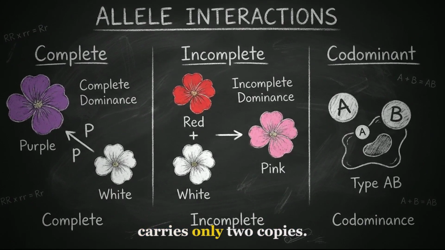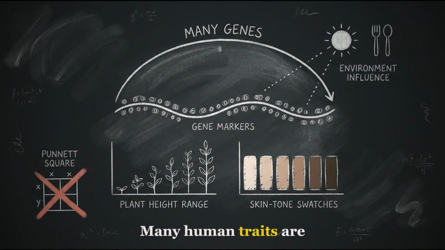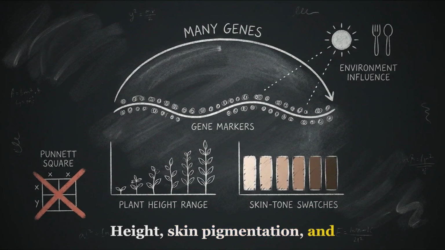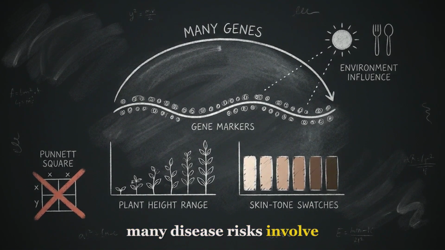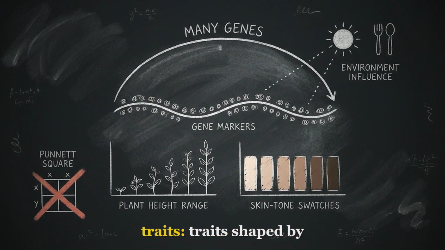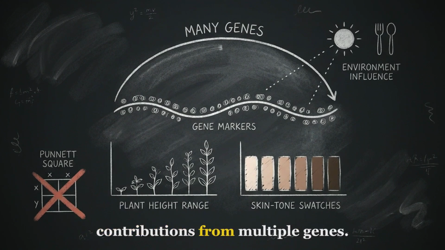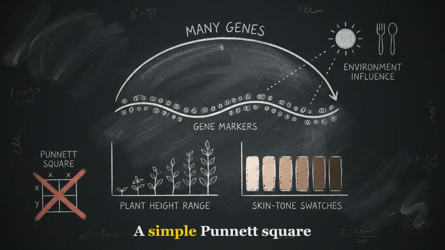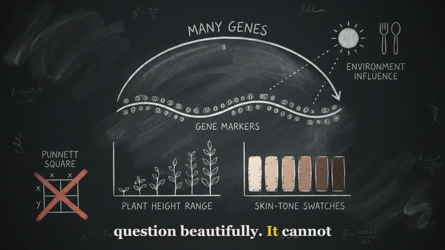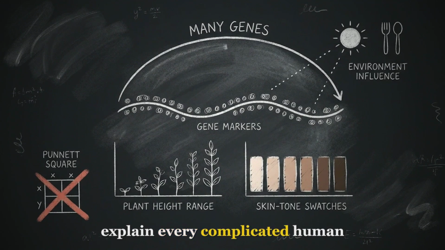Many human traits are not Mendelian at all. Height, skin pigmentation, and many disease risks involve many genes plus environmental influences. These are polygenic traits, traits shaped by contributions from multiple genes. A simple Punnett square can model a single gene question beautifully. It cannot explain every complicated human characteristic.